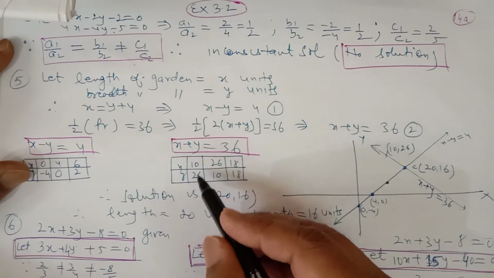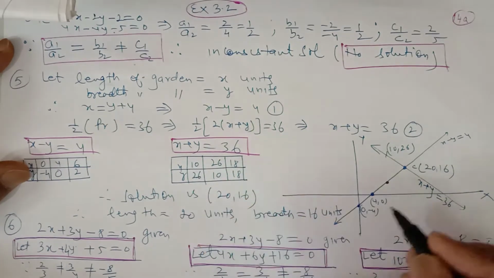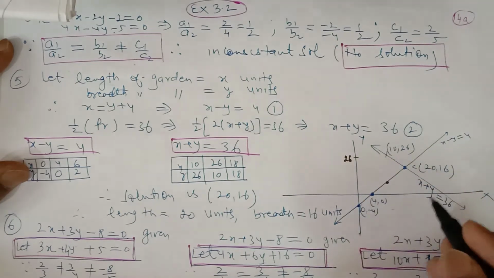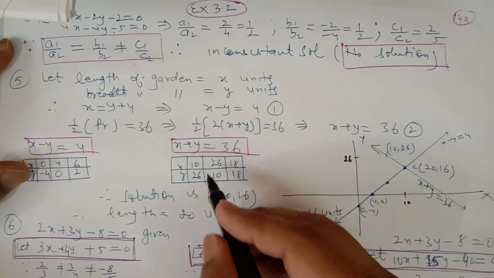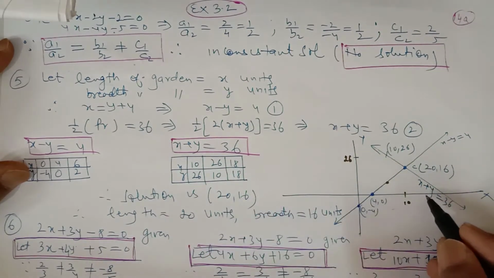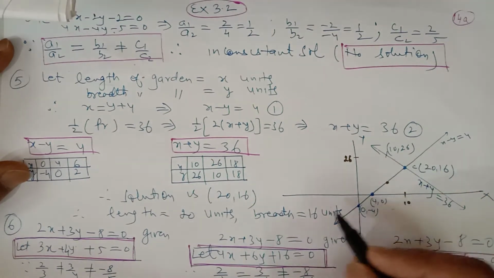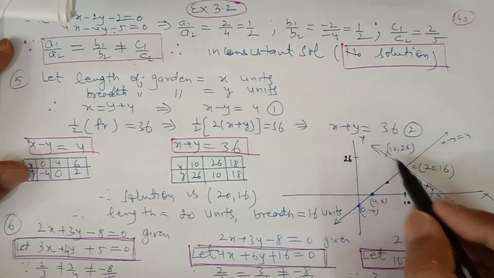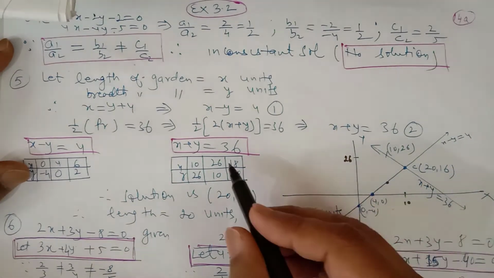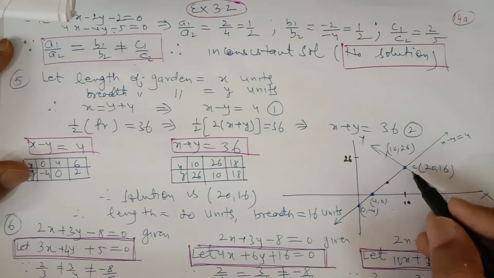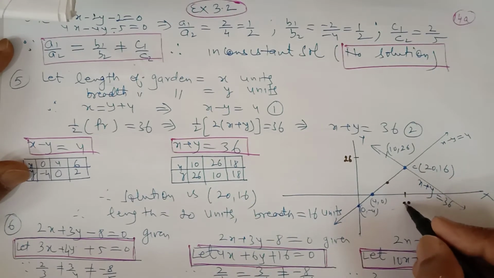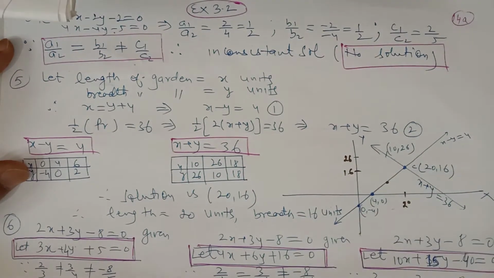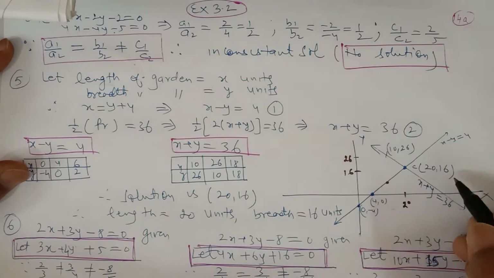Now the second equation: (10, 26) is this point, then (26, 10) is this, and (18, 18) is another point. So this is the graph of the equation x plus y is equal to 36. Now they are intersecting each other at (20, 16). When you mark them on the graph paper, you will get the exact point (20, 16).